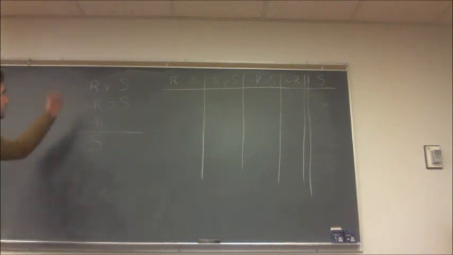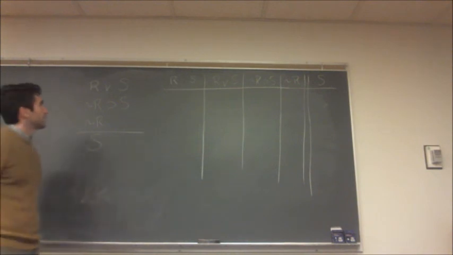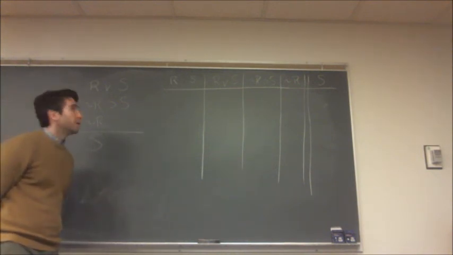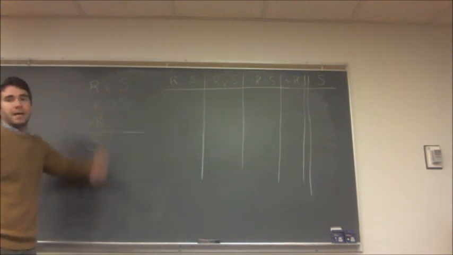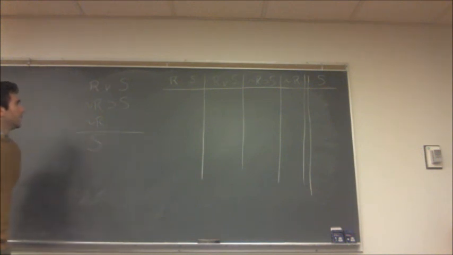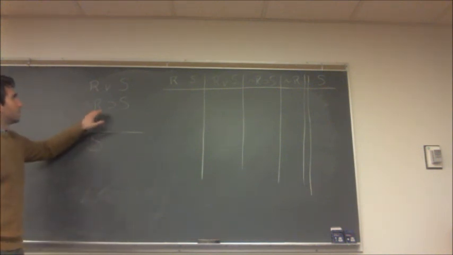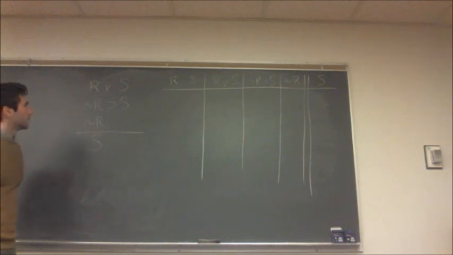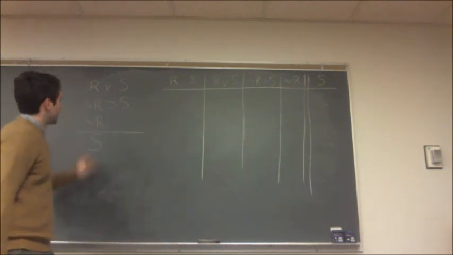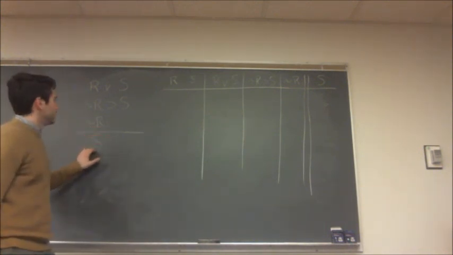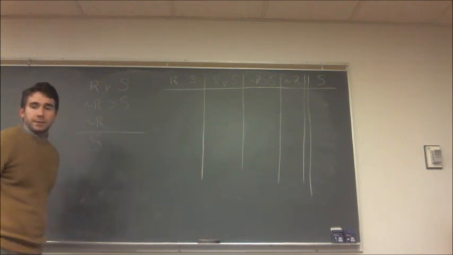Good, and this is how you would symbolize it. So the first premise, either it's raining or it's snowing, R wedge S. Second premise, if it's not raining, then it's snowing, so tilde R horseshoe S. The tilde meaning not, the horseshoe meaning if then. Third premise, it's not raining, so not R. Conclusion, it's snowing.